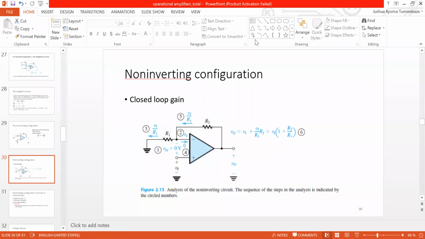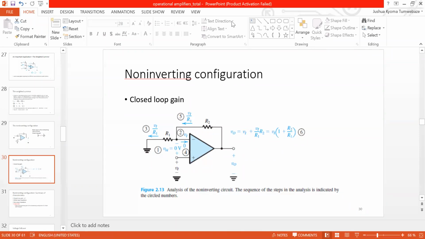Excuse me, madam. Yes. Go on. Why is the current that flows through R1 facing that direction? Like the current at 3, it's facing the opposite direction. Why?